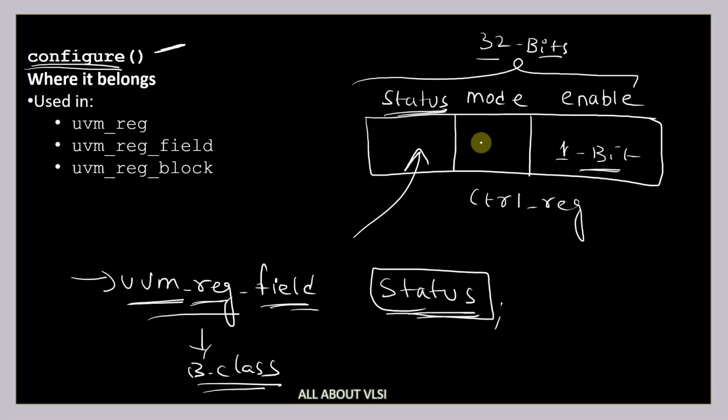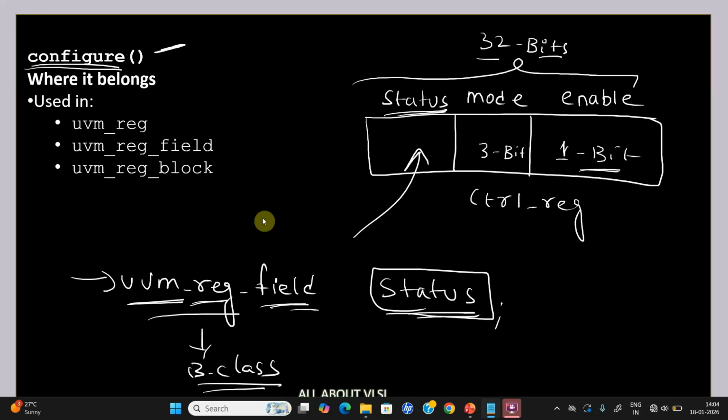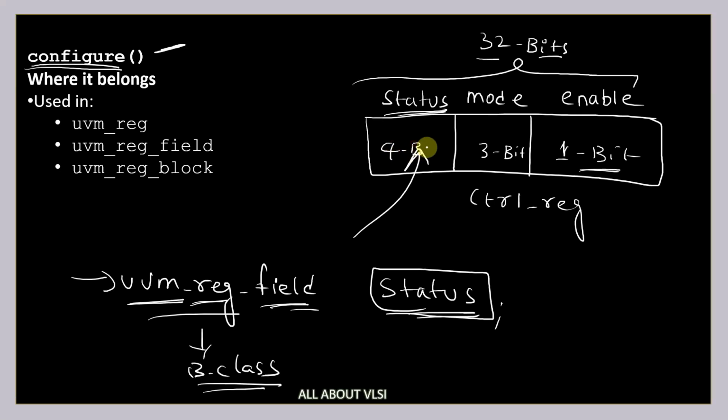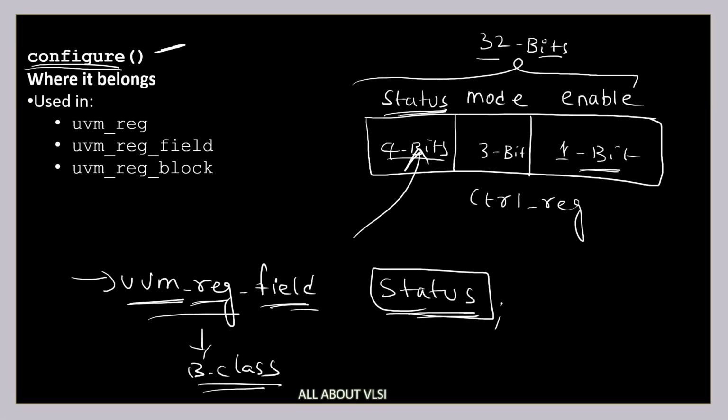The number of bits is 3 bits over here, and next I'm also configuring this status field, and the number of bits over here is 4 bits. So like this, I'm configuring these particular field values. This is how I'm going to create a register and create my field values over here.